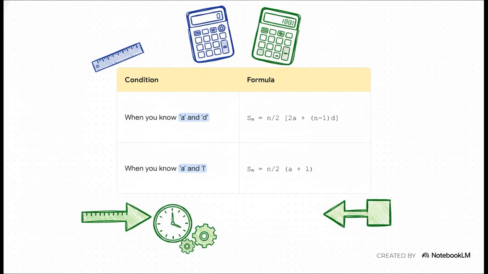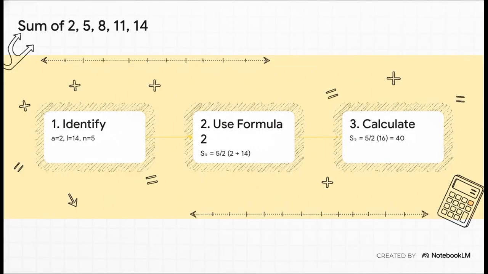Let's try that shortcut. Say we want to add 2, 5, 8, 11 and 14. Okay, a is 2, the last term l is 14 and there are 5 numbers so n is 5. We pop those into our simple formula, 5 upon 2 times 16, and we get 40. Imagine doing that for 100 terms. This formula is a real lifesaver.